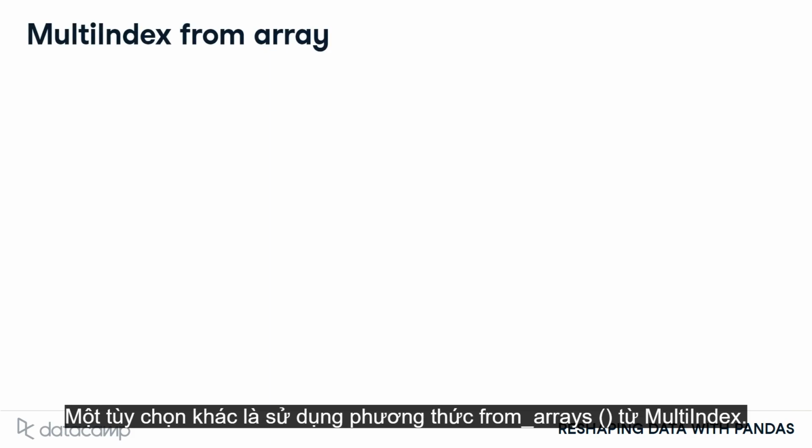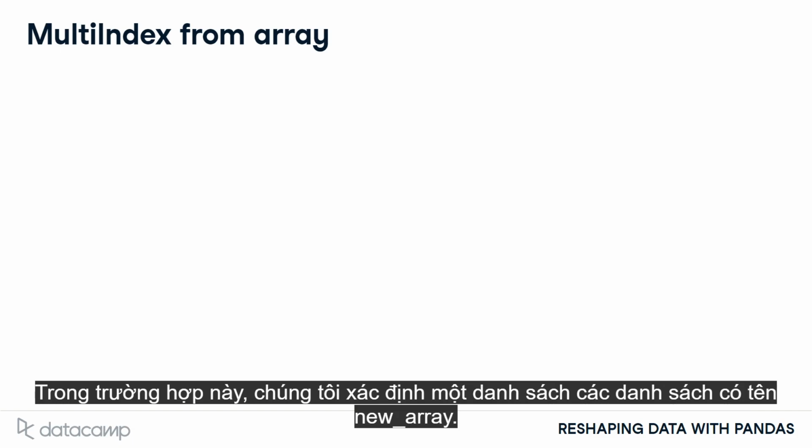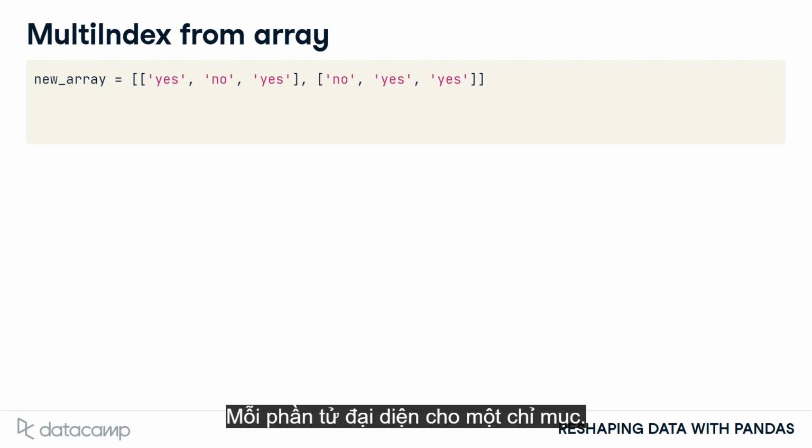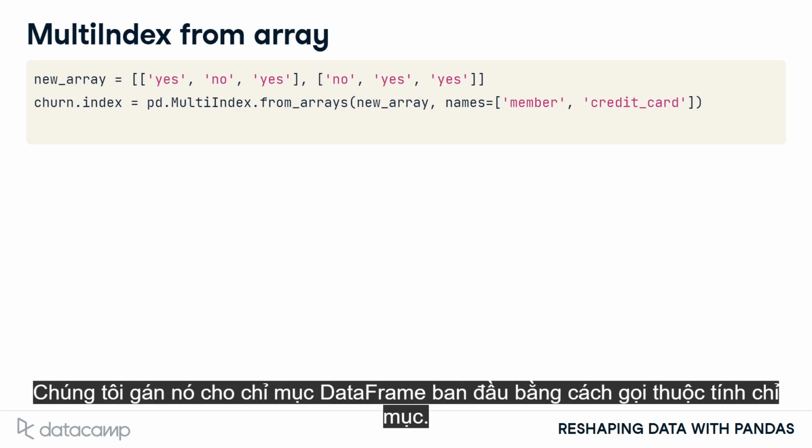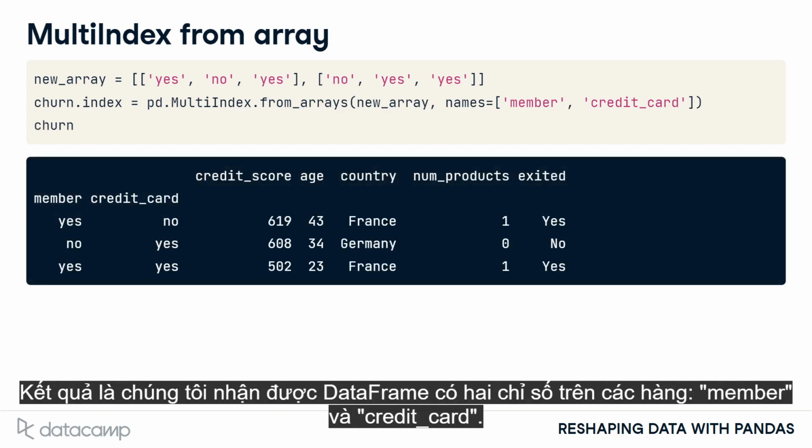Another option is to use the method fromArrays from multi-index. In this case, we define a list of lists named newArray. Each element represents one index. We call the fromArrays method, passing newArray and a list of names we want for the indexes. We assign it to the original data frame index by calling the index attribute. As a result, we get a data frame with two indexes on the rows, member and credit card.